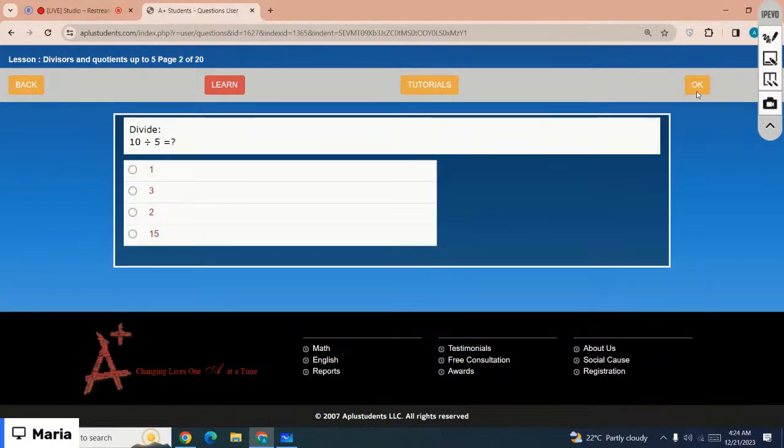Okay, you have to divide 10 divided by 5. You have to count a table of 5 until 10. So 5 times what number is 10? 5 times 2 is 10. So the correct option is 2.